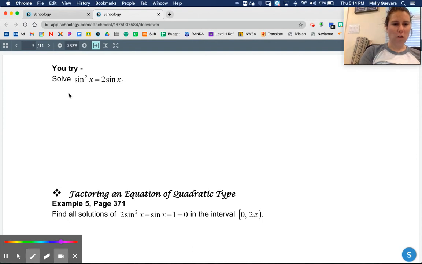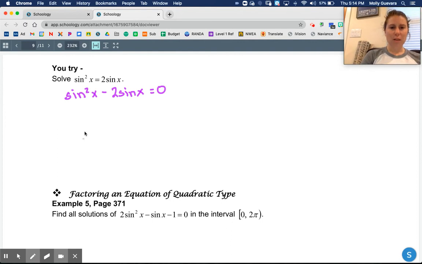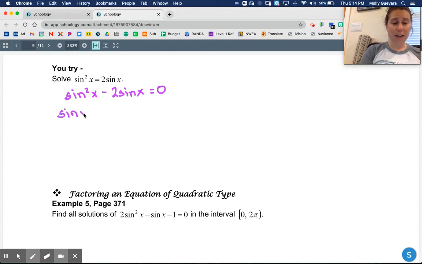Okay, so hopefully we started by moving that 2 sine of x over to the other side, just like so. My greatest common factor here is sine, so I'm going to take out a sine, which leaves me with sine of x minus 2. And I'm going to set both of these equal to 0 and solve.